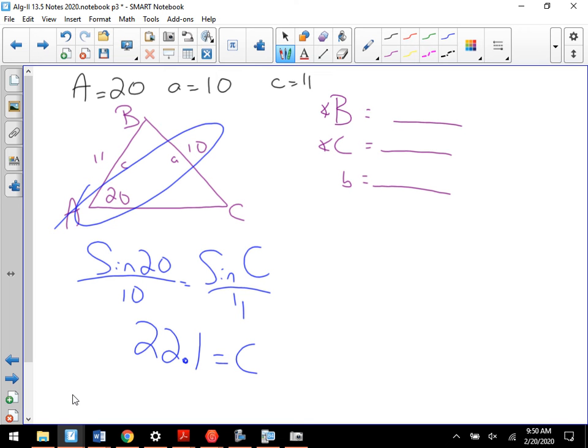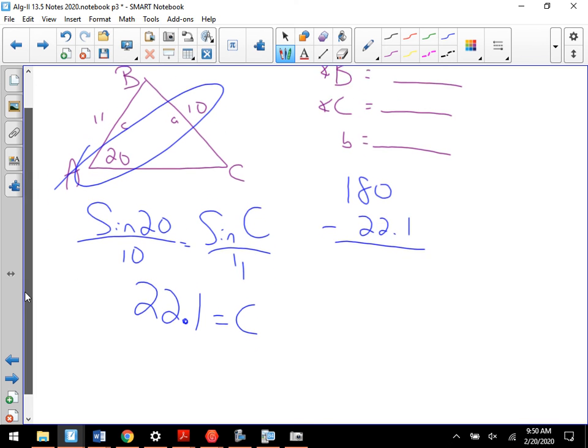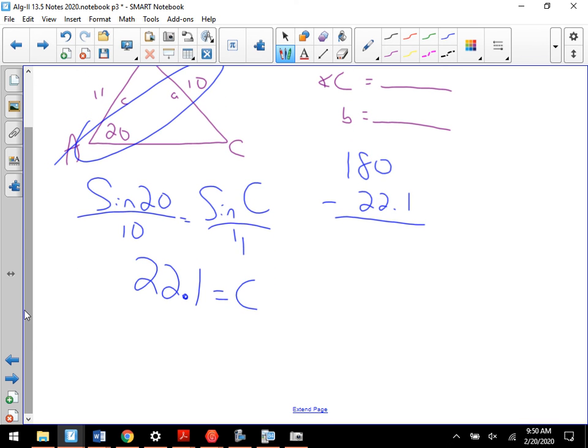So off to the side here, I do 180. I subtract 22.1. And when I do that, I'm going to get what? 157.9? Now, for right now, this 22.1 and that 157.9, those two guys are the same, they'll have the same reference angle.